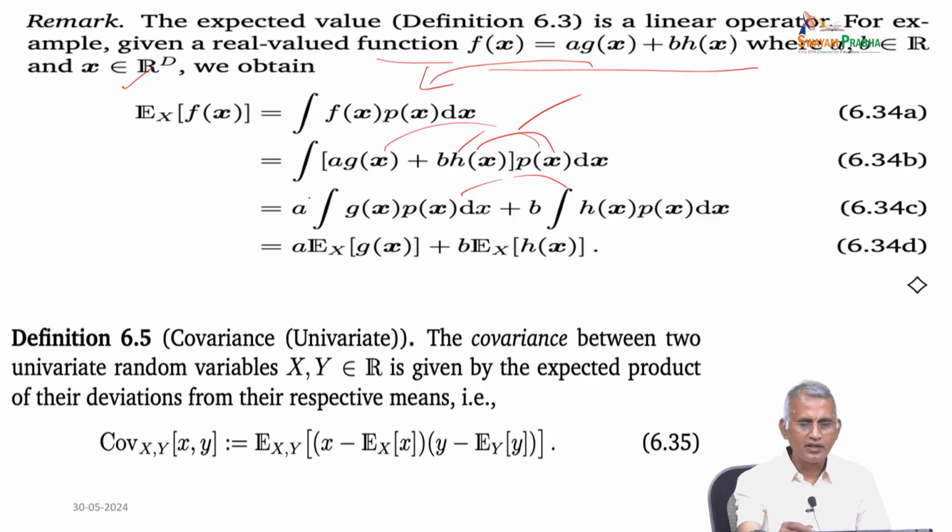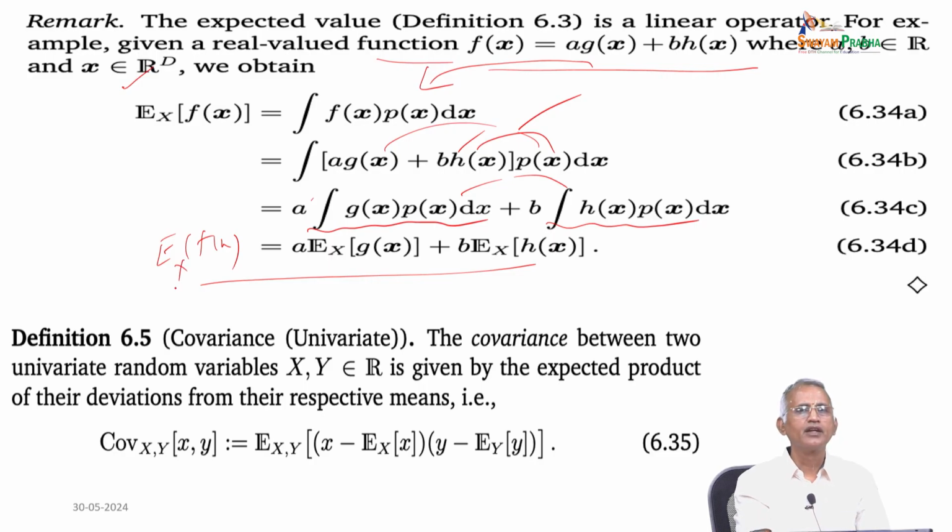So, here a is a constant, take it outside. Therefore, a into integral g of x into p of x dx will come, plus b into integral h of x into p of x dx will come. So, this is the meaning of expectation of g of x, this is the meaning of expectation of h of x, and then E of f of x is what? Linear function. So, it is a linear operator. So, we can split it into two functions like that.